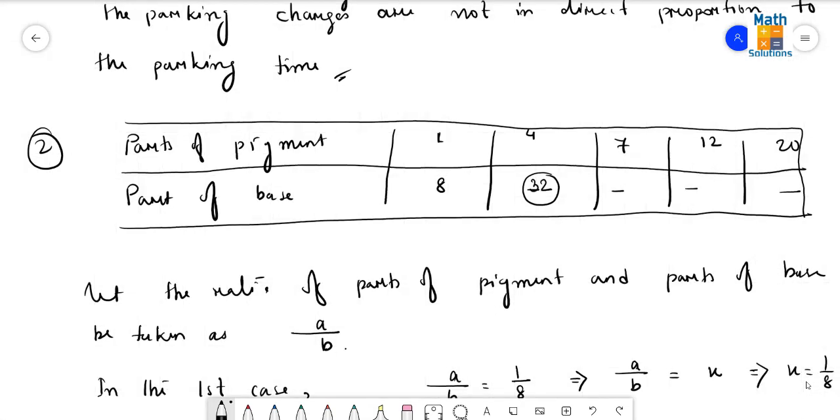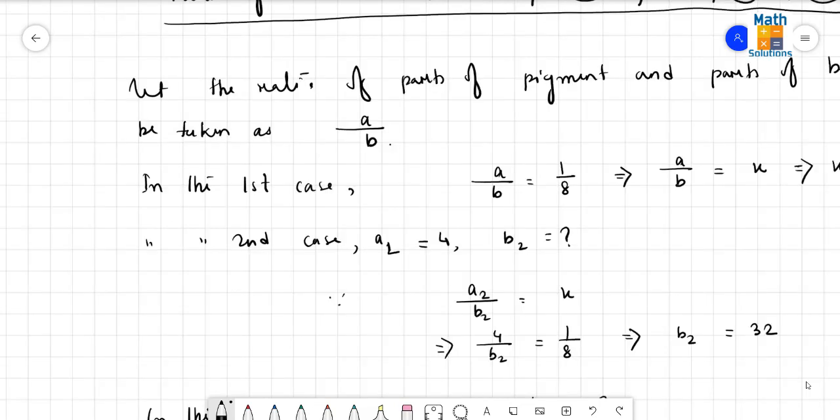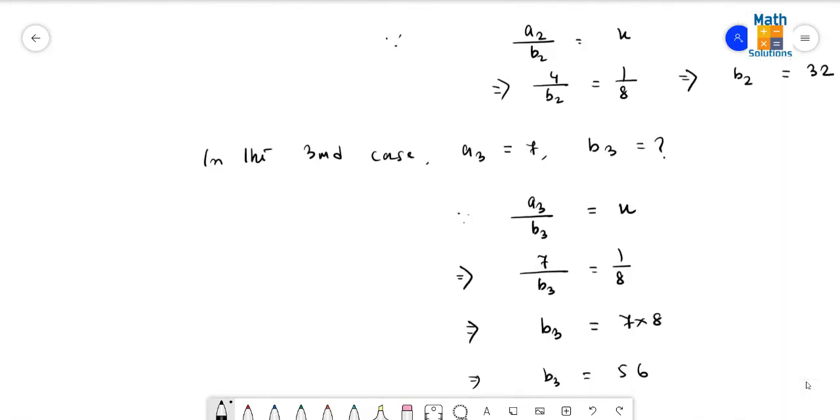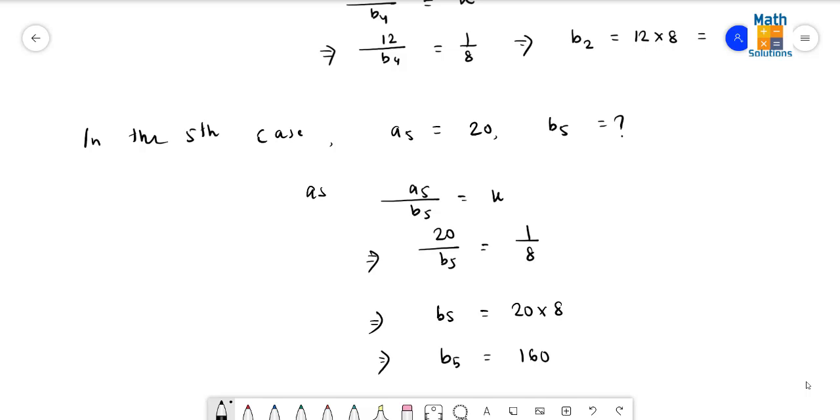So how can this table be filled in? We can fill up this table with the terms. Here we can write 56. Here we can write 96. Then here we can write 160. So these are the results with which we can fill in these tables. After this we shall come to question number 3.